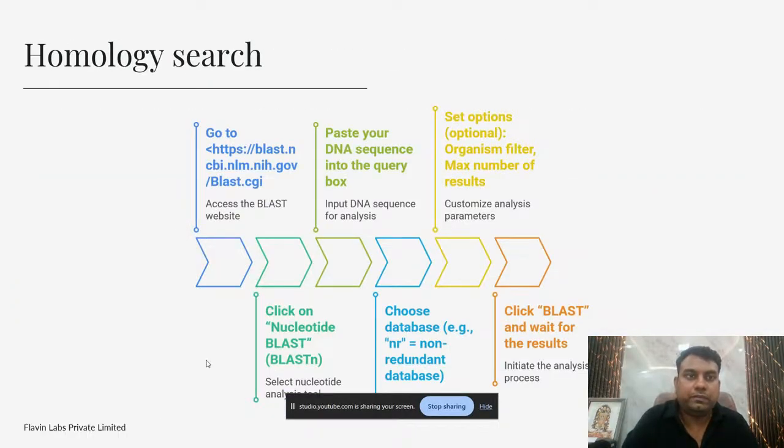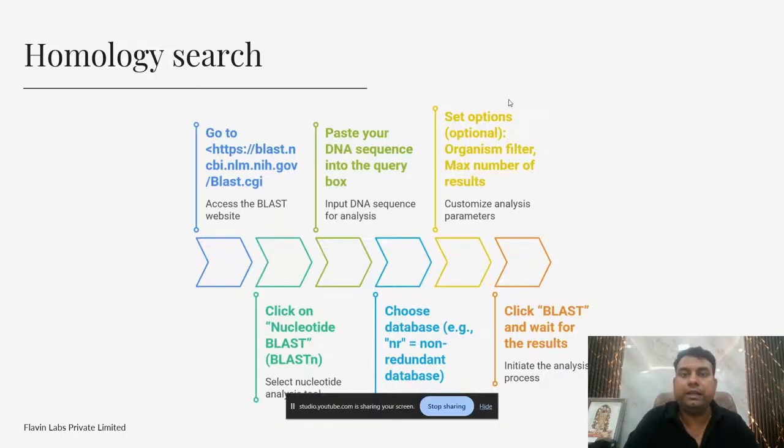So this is the basic. I have provided a simple flow chart of what you have to do if you are using the nucleotide database, or BLASTn. First, you will go to the BLAST website. You can simply Google it, BLAST, and it will give you the page. Then you will paste your sequences. Then you can filter out whatever specific filters you want to apply, like if you want to BLAST against a particular organism, or the number of results, or whatever parameters you want to change.